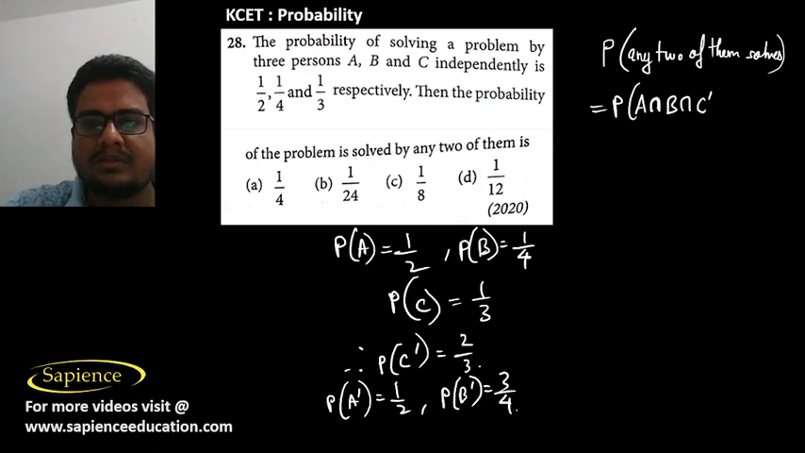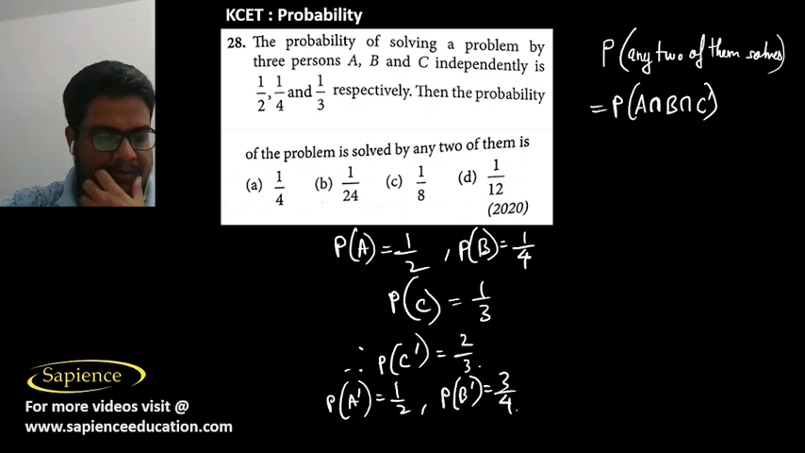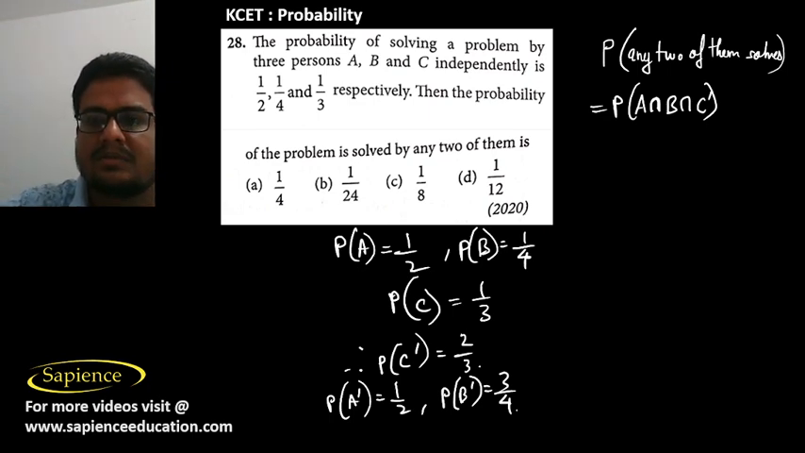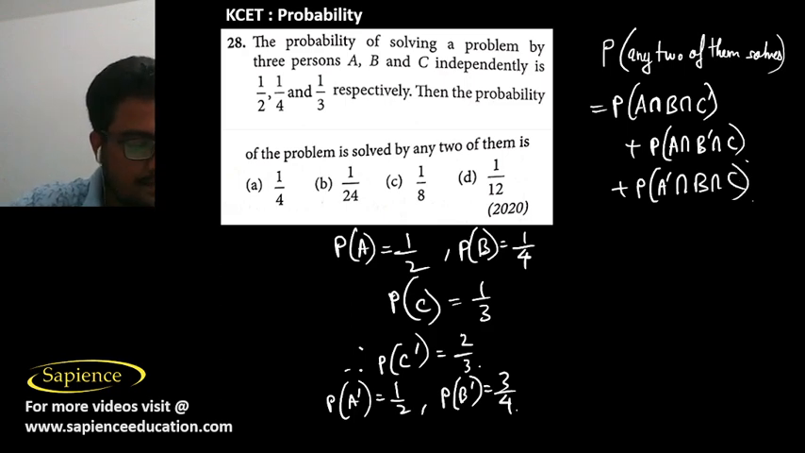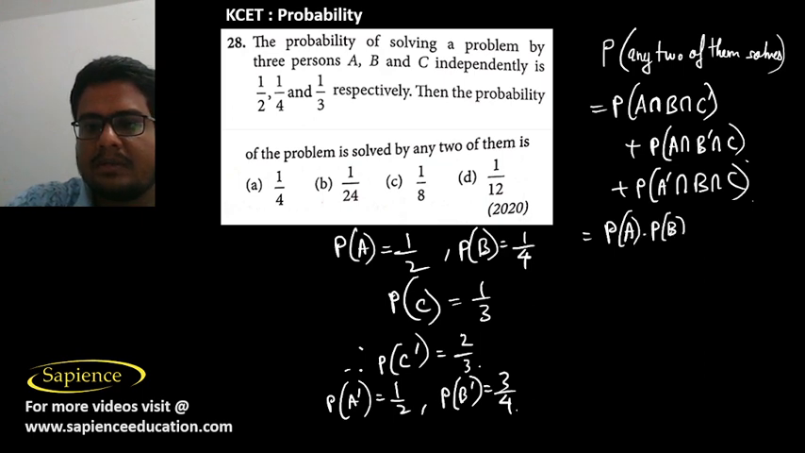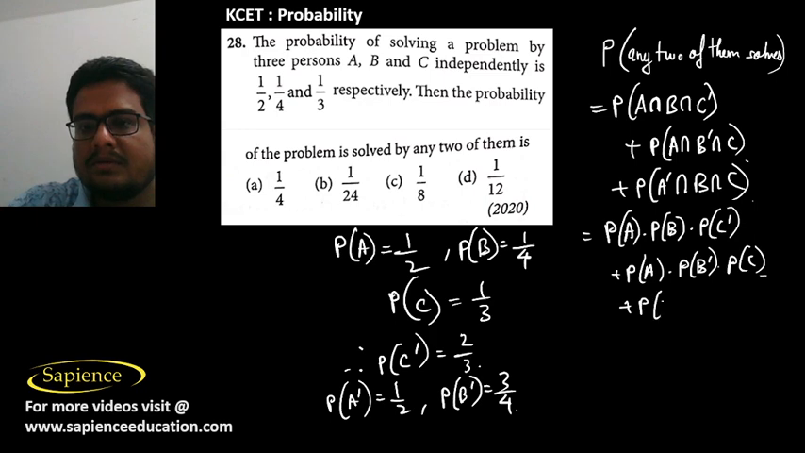So P of A intersection B intersection C complement, that we have to find, plus P of A intersection B complement intersection C, plus P of A complement intersection B intersection C. Since A, B and C are independent events, this will be equal to P of A into P of B into P of C complement plus P of A into P of B complement into P of C plus P of A complement into P of B into P of C.